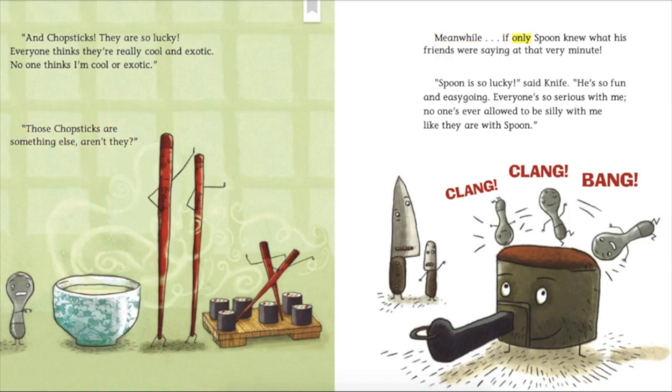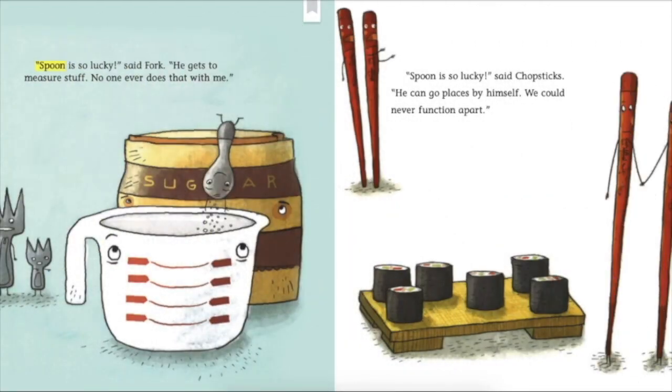Meanwhile, if only Spoon knew what his friends were saying at that very minute. "Spoon is so lucky," said Knife. "He's so fun and easygoing. Everyone's so serious with me. No one's ever allowed to be silly with me like they are with Spoon." Clang, clang, bang. "Spoon is so lucky," said Fork.